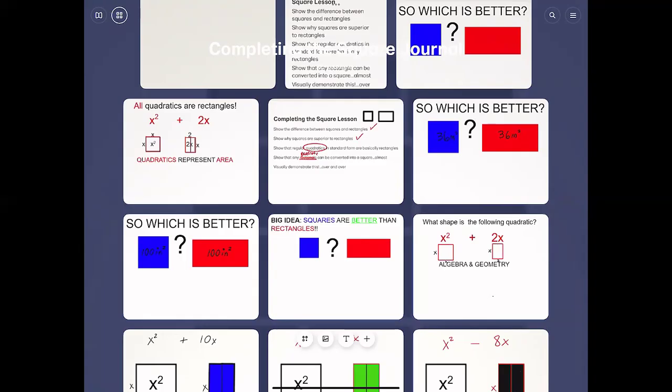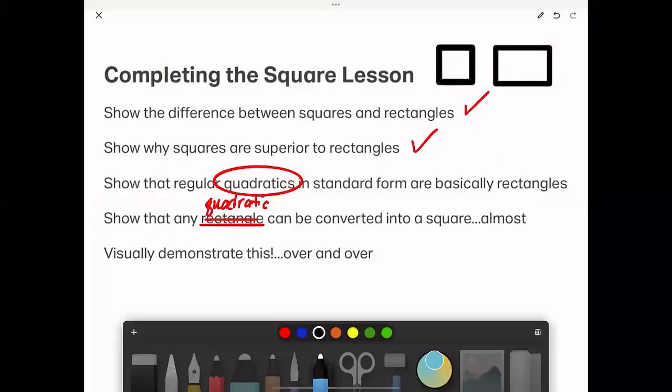So let me start. Okay, so here are the goals. In this lesson, I'm going to show you the difference between a square and a rectangle. And I'm going to try to prove to you why a square is generally superior to a rectangle. If you're given a choice between a square and a rectangle, you should almost always choose a square. The other thing is all quadratics are basically rectangles.